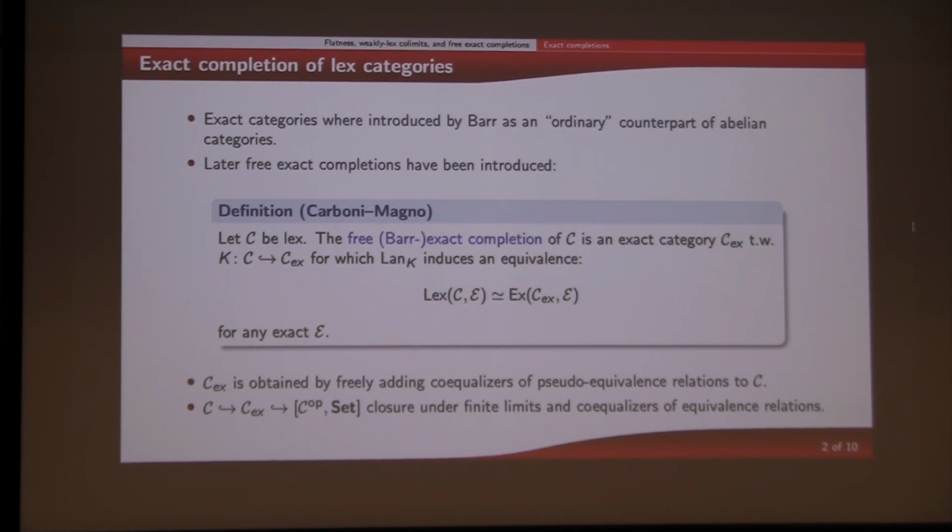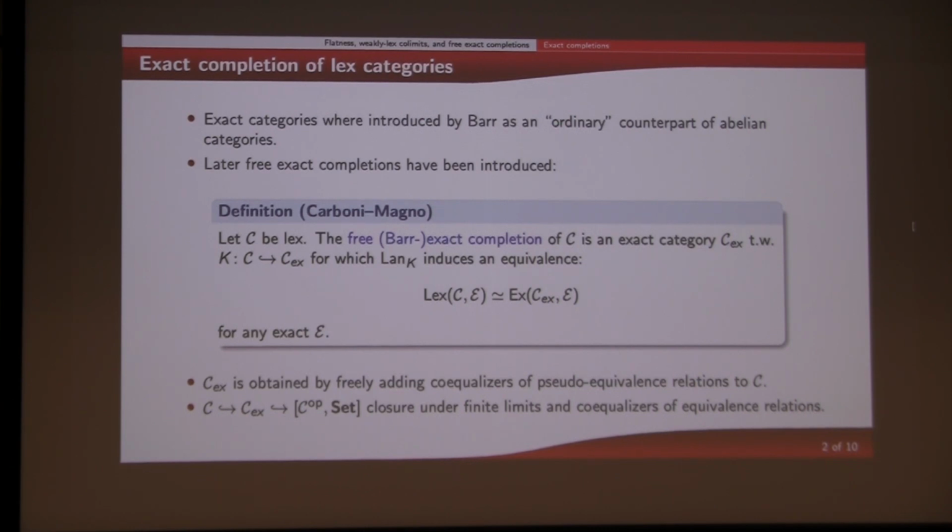It was introduced by Carboni and Magno. And it's defined by this universal property. So given a lex category C, so a category with finite limits, the free exact completion Cx is given by an embedding K of C into Cx, where Cx is an exact category and satisfies this property. Left Kan extending along K induces an equivalence between lex functors out of C and exact functors out of Cx, where the target category is any exact category.